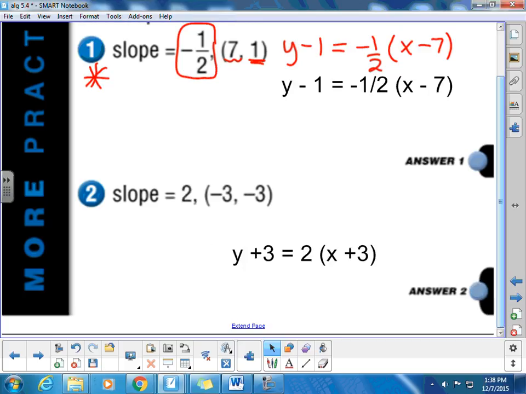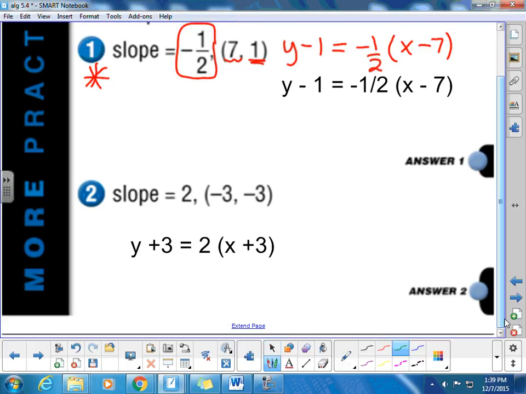And the answer to number 2 is y minus our y, that's where they get the y plus 3, equals 2, our slope, times x minus our x. So again, minus a negative is the same as plus a positive. That's why they have plus 3 there.